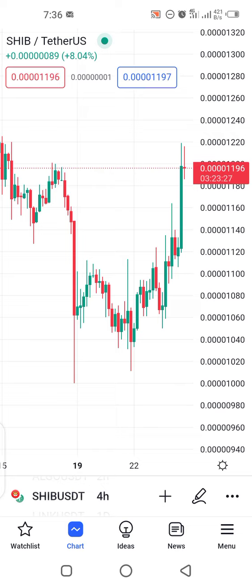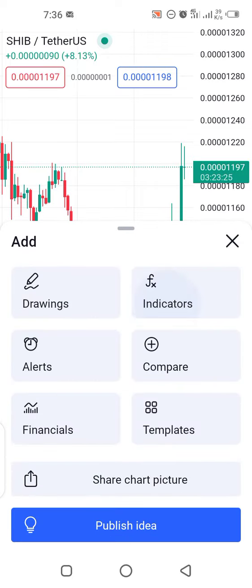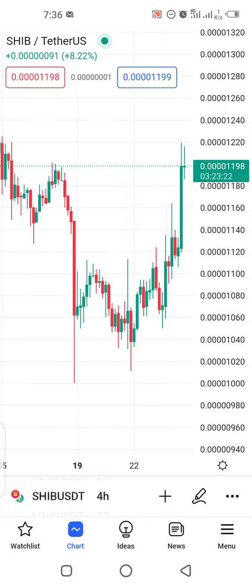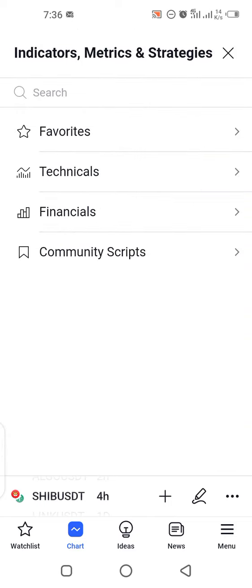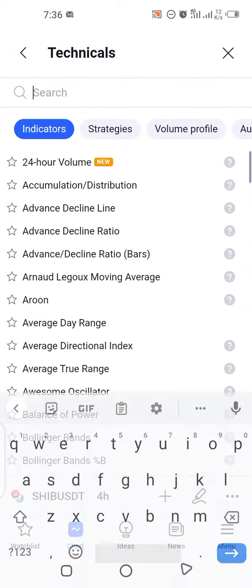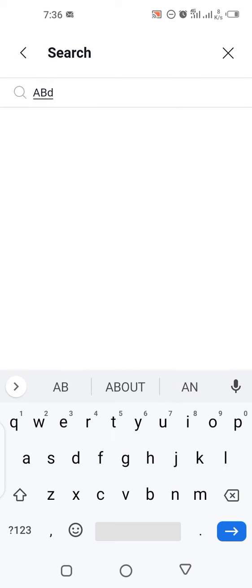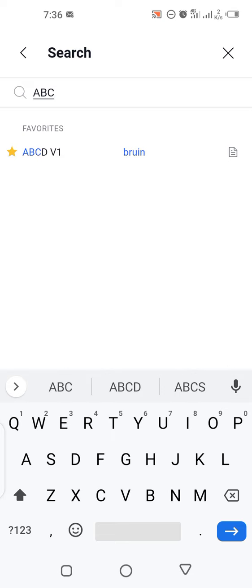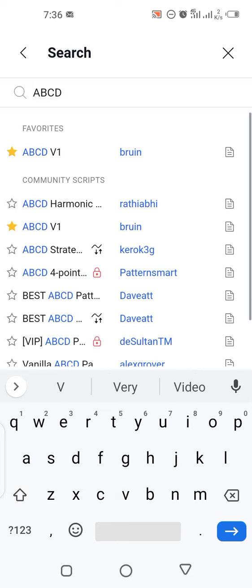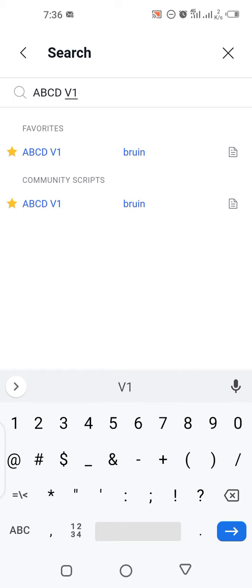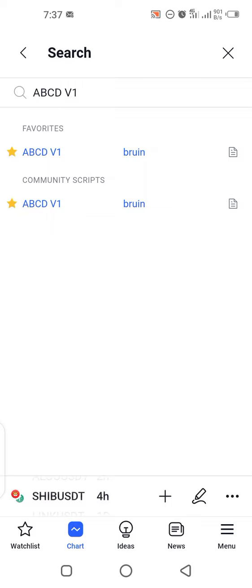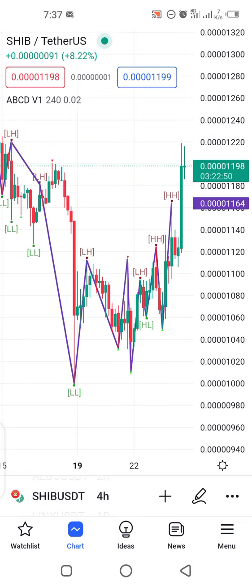ABCDV1. So we are specifically going to tap on the plus, and we go to FX indicators, and we go to technicals, and we type in the word A, B, C, D, V1. And like you see, I had already identified my indicator. So the first step to identify the indicator is to tap on the star so that it joins your favorite list. Then you tap once on the word. Then basically the indicator gets into your screen.